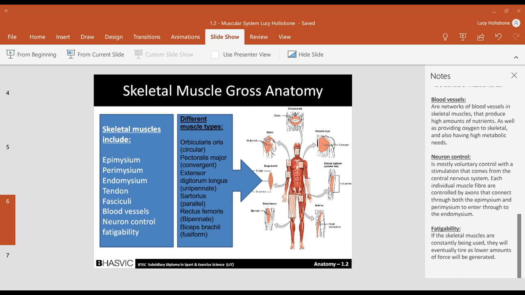And finally, fatigability. If the skeletal muscles are constantly being used, they will eventually tire, as lower amounts of force will be generated.